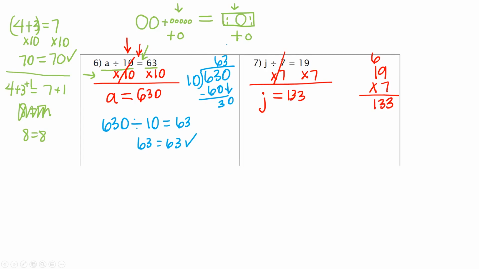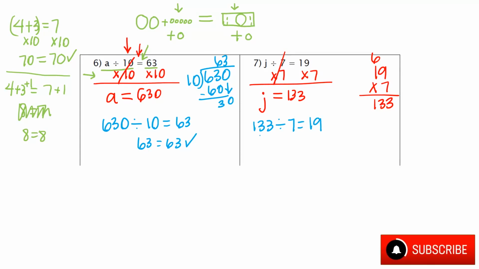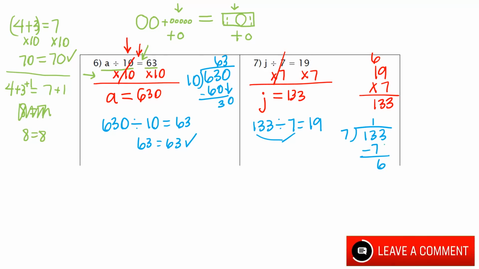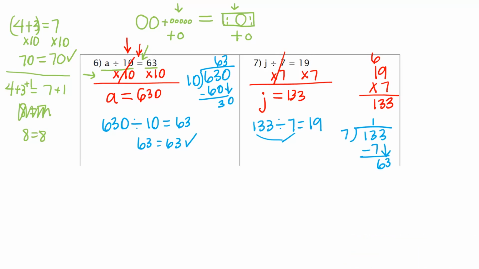Now I want to check my answer, so I plug everything in. I put 133 divided by 7, and I want to make sure that gets a total of 19. So now I'm going to divide this, so that means long division, 7 into 133. 7 goes into 13 one time, and that's 7, subtract, I get 6, bring down the 3, and 7 goes into 63 9 times. So 133 divided by 7 does give me 19, and so 19 does in fact equal 19. Now let's take a look at example number 8.